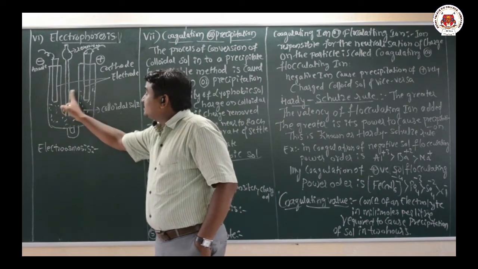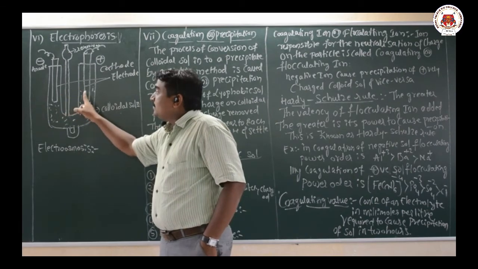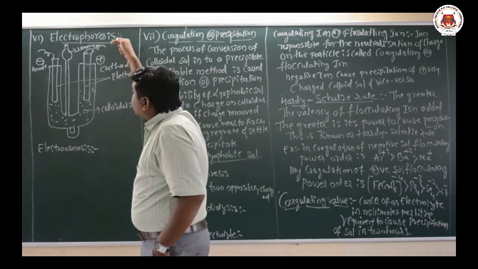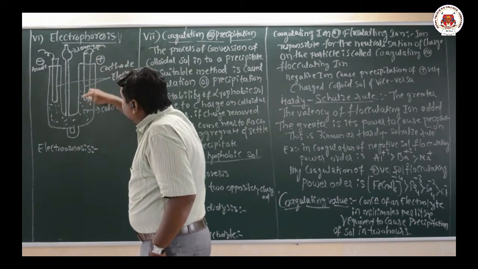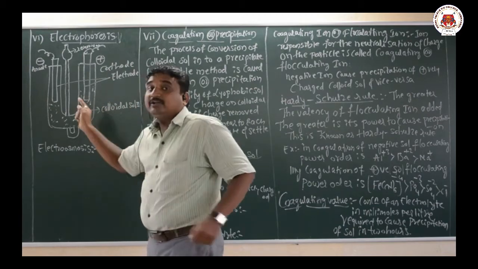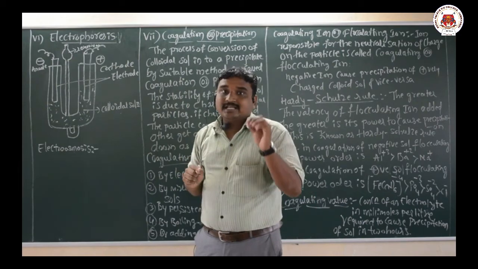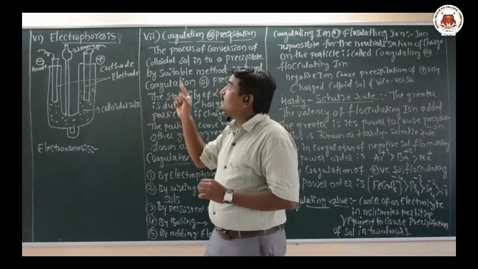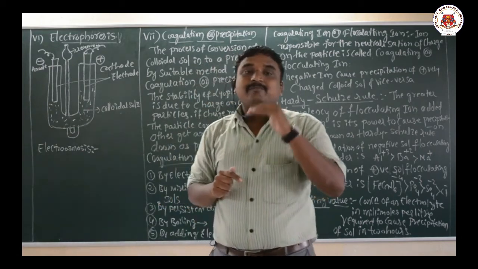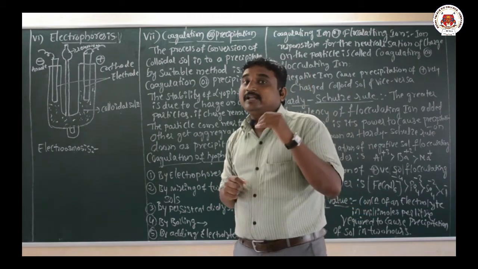in this experimental setup we have two electrodes, and by these two electrodes we apply electrical potential. After applying electrical potential, the ions present on the colloidal particle migrate towards the oppositely charged electrode. That phenomenon is called electrophoresis. So electrophoresis is a method used to confirm the charges present on the colloidal particle.